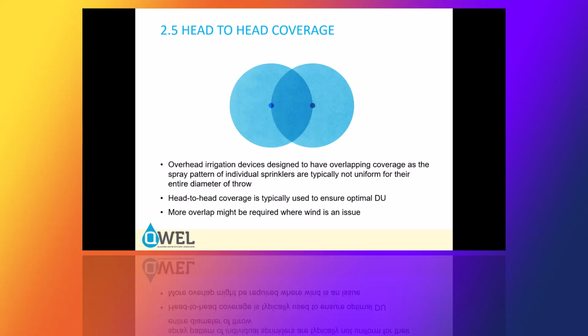Overhead irrigation devices such as sprinklers are designed to have overlapping coverage, as the spray patterns of individual sprinklers are not typically uniform for their entire diameter of throw. Head-to-head coverage of sprinkler spray patterns is typically used to determine optimal distribution uniformity, or DU, by ensuring that the spray of one sprinkler goes all the way to the next. Any deficiencies in coverage are smoothed out. The figure illustrates the spray pattern for two sprinklers with head-to-head coverage. When wind is considered an issue, sprinklers should be placed even closer, perhaps as close as 45% of the diameter of throw.